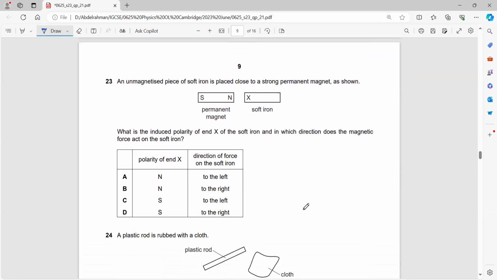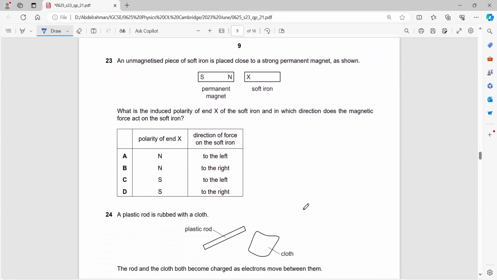An unmagnetized piece of soft iron is placed close to a strong permanent magnet. What's the polarity of X? The polarity of X would be definitely S, South Pole.